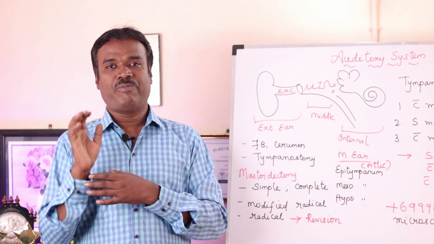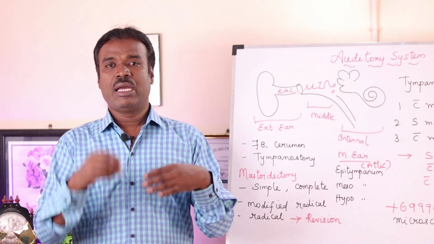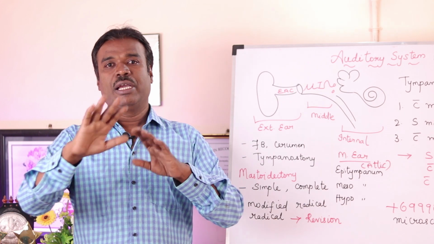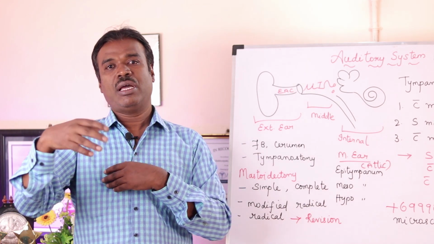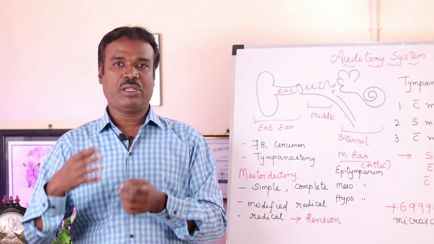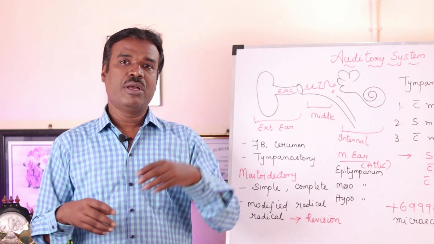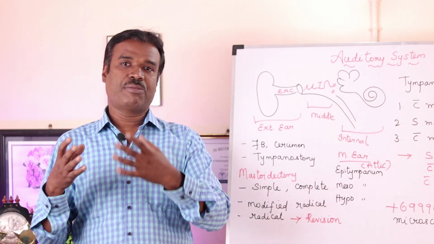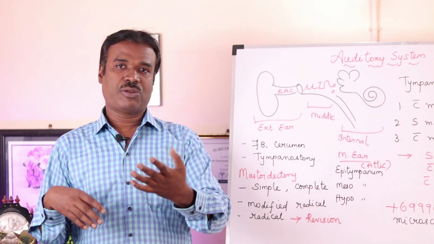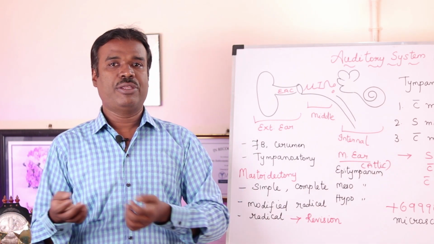The importance of the mastoid with the middle ear is that the middle ear cavity is in communication with the mastoid cavity or the mastoid sinus. So any infection that takes place in the middle ear easily spreads to the mastoid or vice versa.